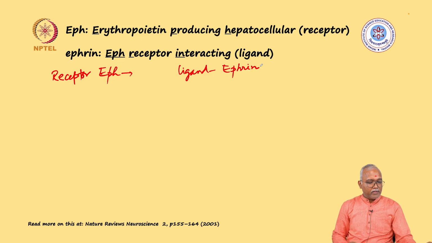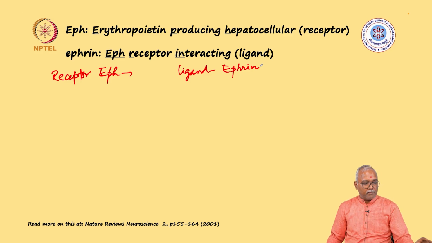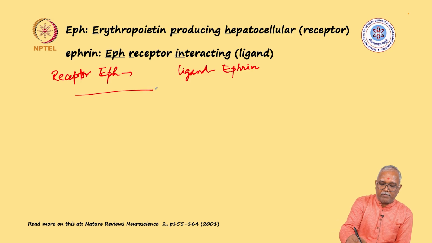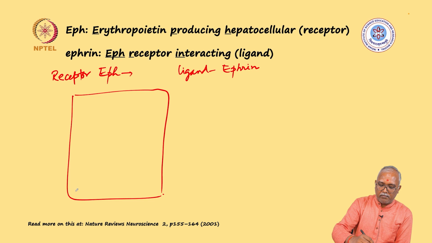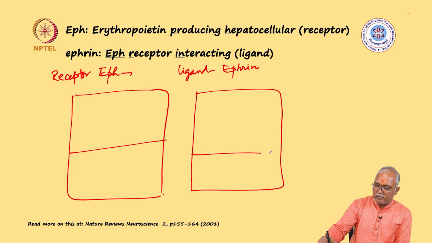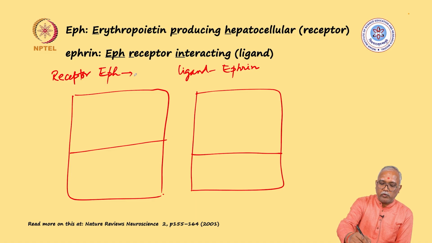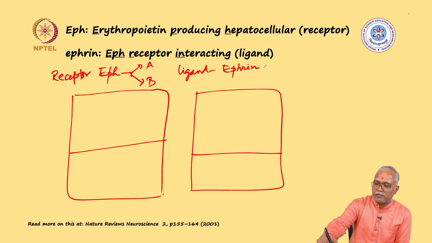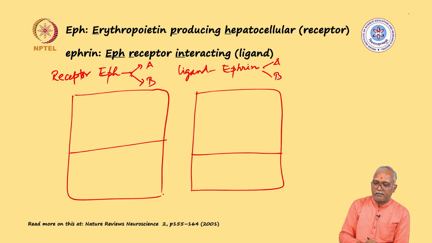Now if you look at their combination in which they come together, and we simply make a small block of how these receptors and ligands are. So there are two types of receptors, type A and type B. Similarly, there are two types of ligands, type A and type B, right?